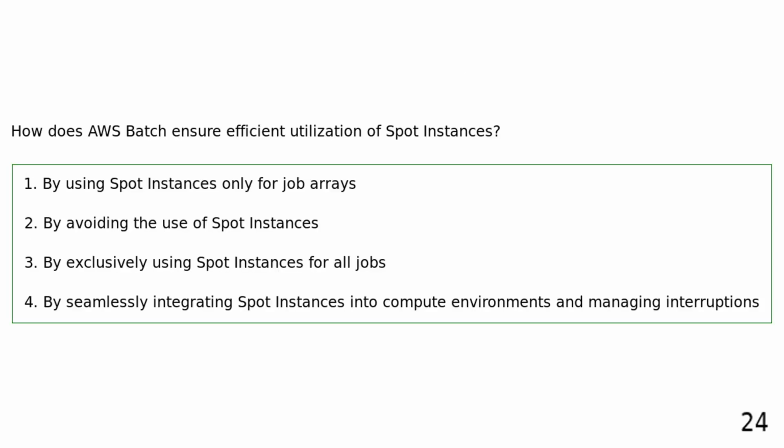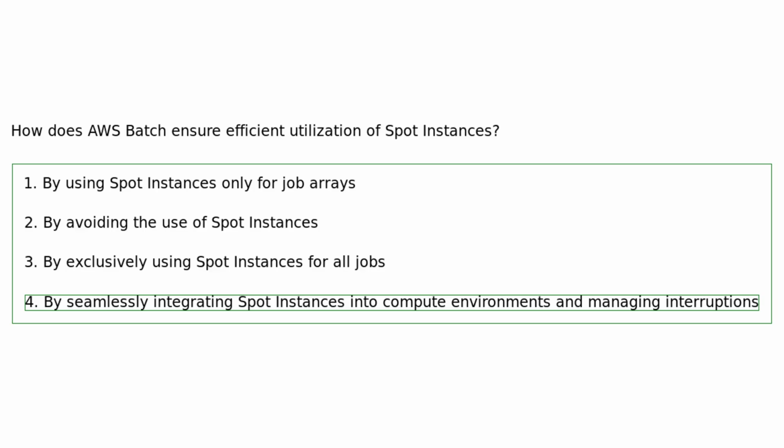How does AWS Batch ensure efficient utilization of spot instances? By using spot instances only for job arrays. By avoiding the use of spot instances. By exclusively using spot instances for all jobs. By seamlessly integrating spot instances into compute environments and managing interruptions. AWS Batch ensures efficient utilization of spot instances by integrating them into compute environments and handling interruptions and reattempts automatically.